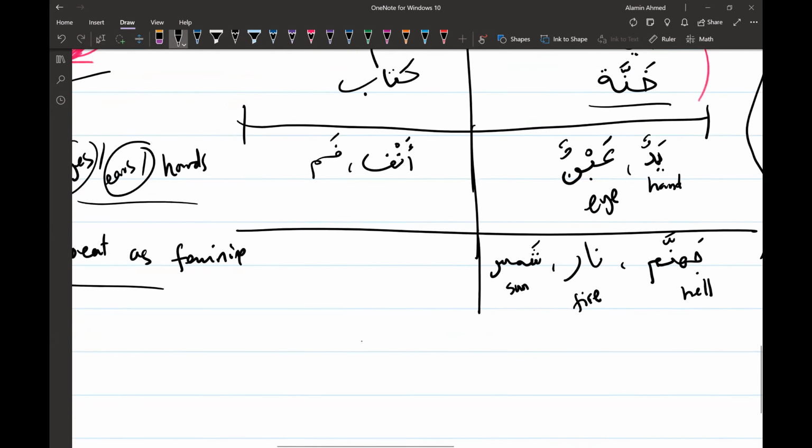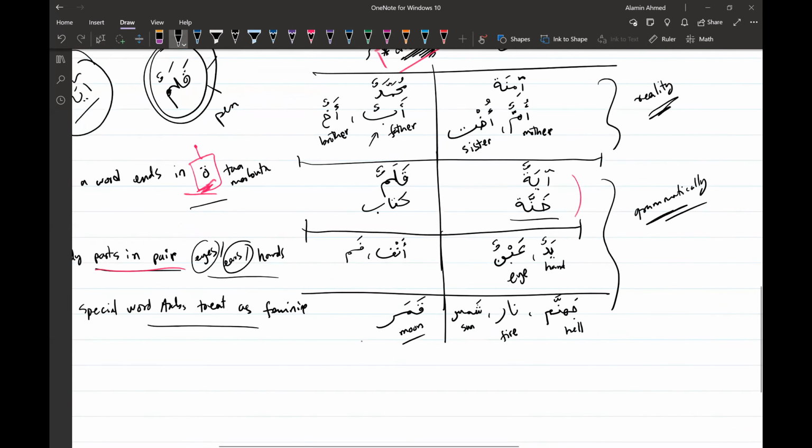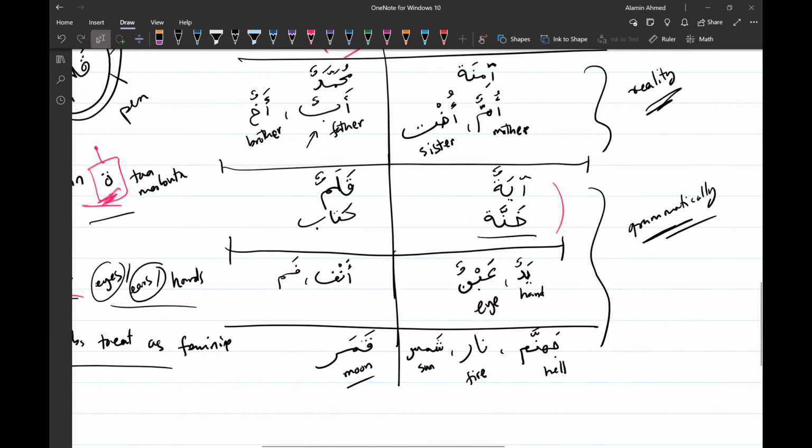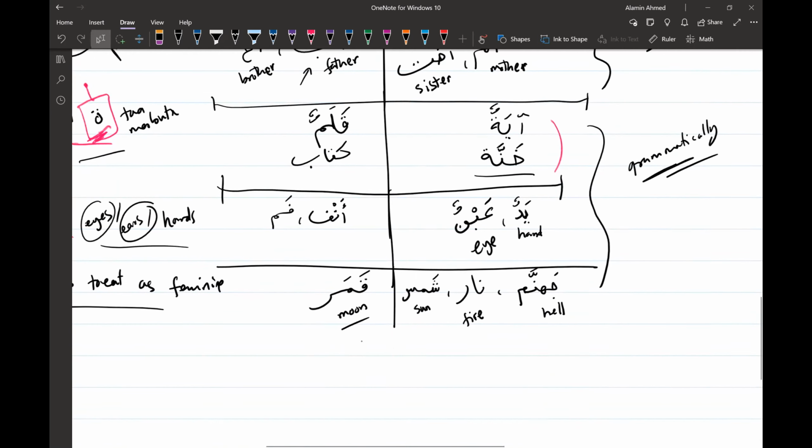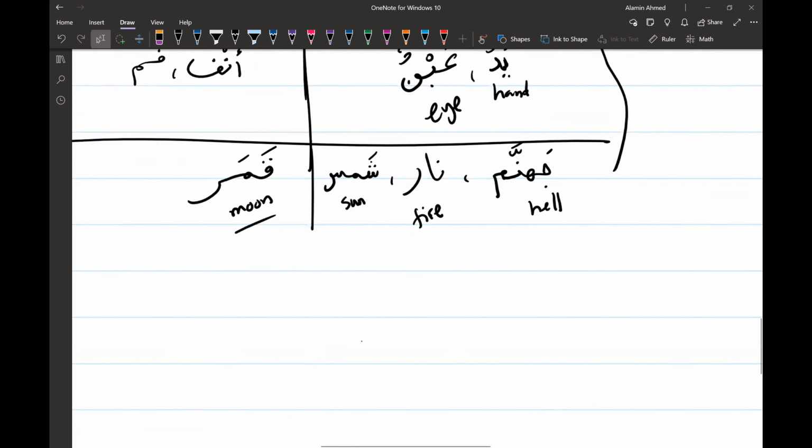And guess what? What about Qamar? The word Qamar, Qamarun, is moon, which is treated as masculine, which is kind of weird, right? In English, we probably would think the moon is a little bit more feminine, whatever, right? But no, in Arabic, the Qamar is masculine, and Shams, the sun, is feminine.